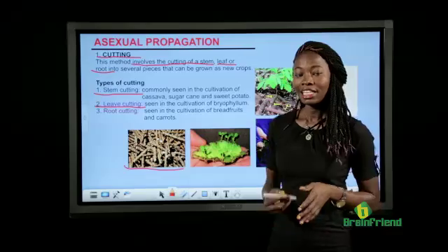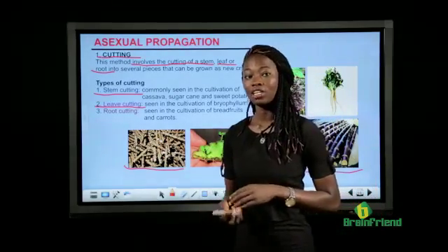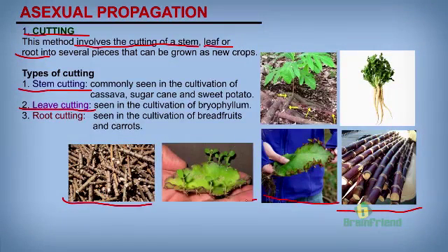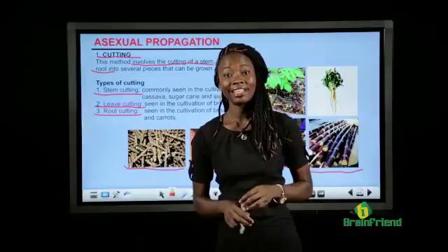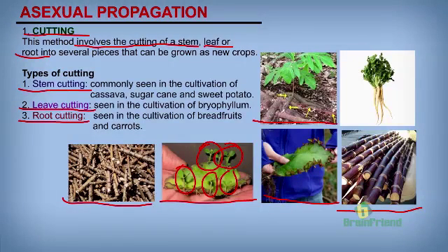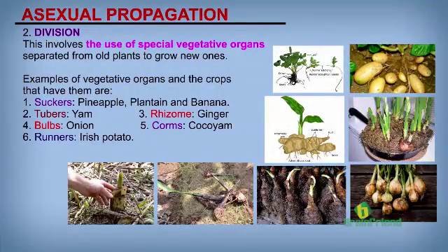In leaf cutting, the leaves of plants are cut into various pieces and grown in the farm. And this is commonly seen in the cultivation of a crop such as the bryophyllum. These leaves can be cut into various pieces according to their nodes, and they are grown as new crops. Lastly, we have root cutting. Root cutting is seen in the cultivation of crops such as breadfruits and carrots. In these crops, the roots are divided into pieces and grown as new crops.